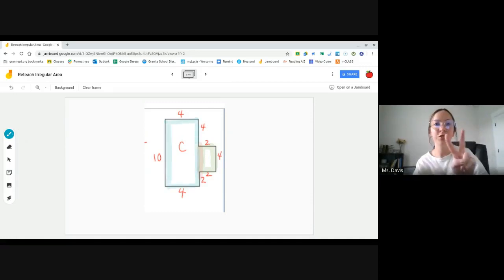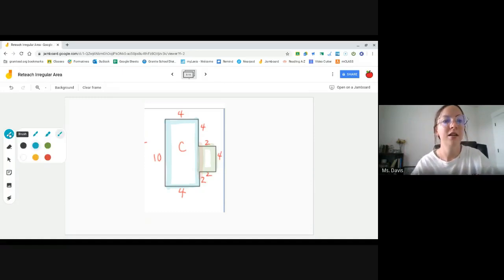Now I have my 2 shapes that make up that big one, and I'm going to find the area. So this time I'm going to start with this giant one.